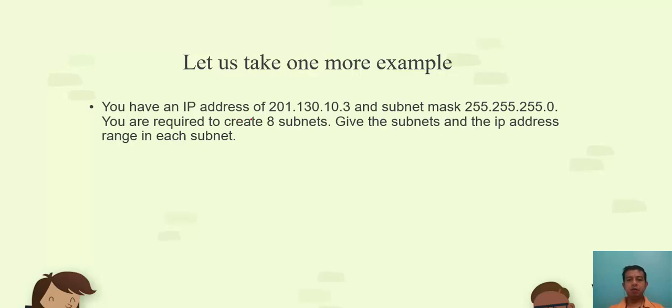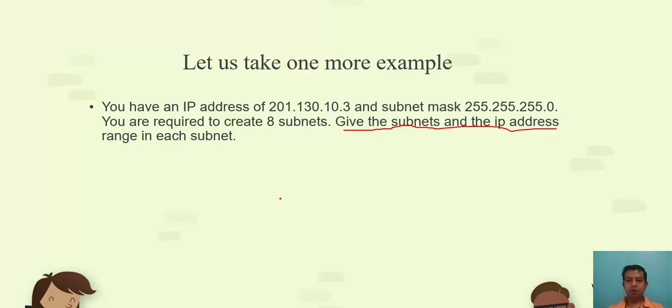Now you are given an IP address 201.130.10.3 and a subnet mask 255.255.255.0. And now you are required to create 8 subnets. In the first example, we were required to create 30 subnets. Now you are required to create 8 subnets. So you have to find out how to do this. You have to find the IP address of the subnets and the IP address range in each of the subnets.